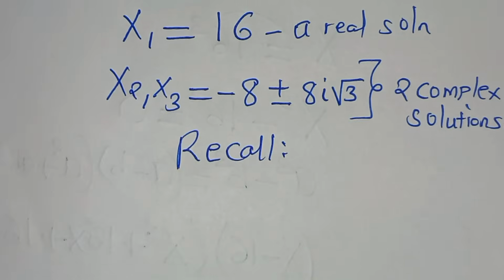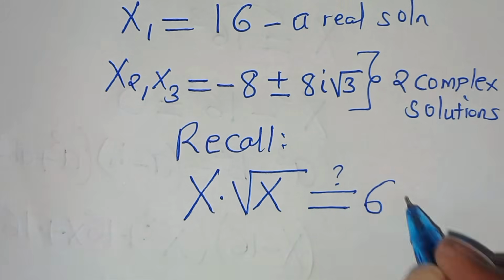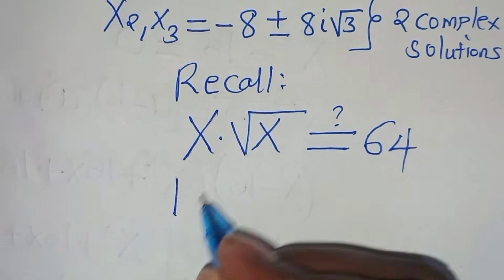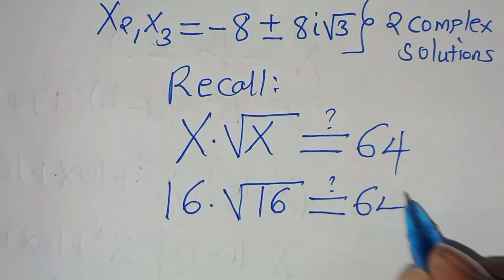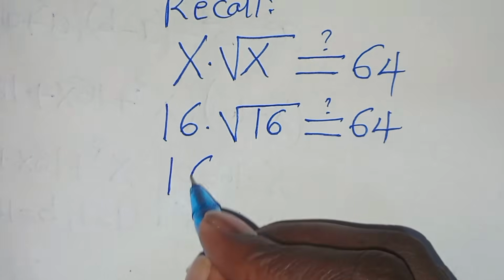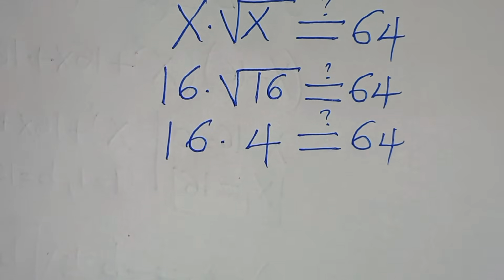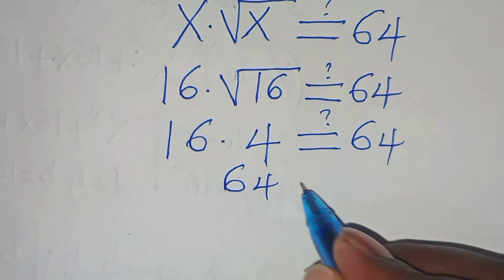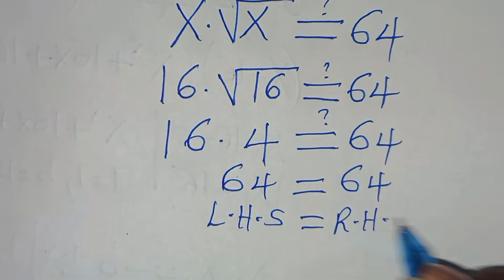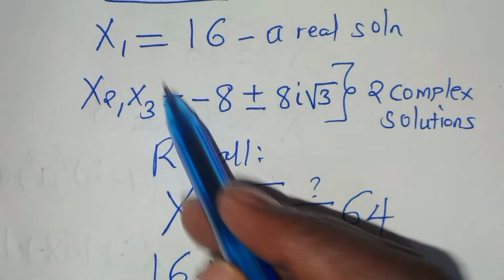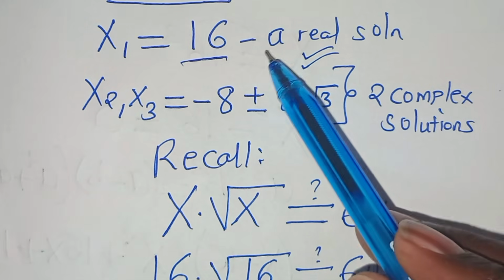If you recall, we have x times square root of x. This should give us a value of 64. So we have 16 multiplying by square root of 16, which is 4. This should give us a value of 64. So 16 times 4 is equal to 64, which is equal to 64. So the left hand side is equal to the right hand side. And this affirms that the real solution here, which is 16, satisfies the equation. So we have three solutions, two complex solutions and one real solution here.